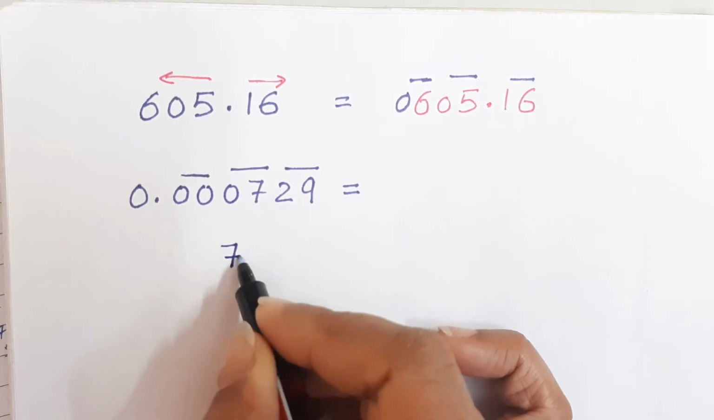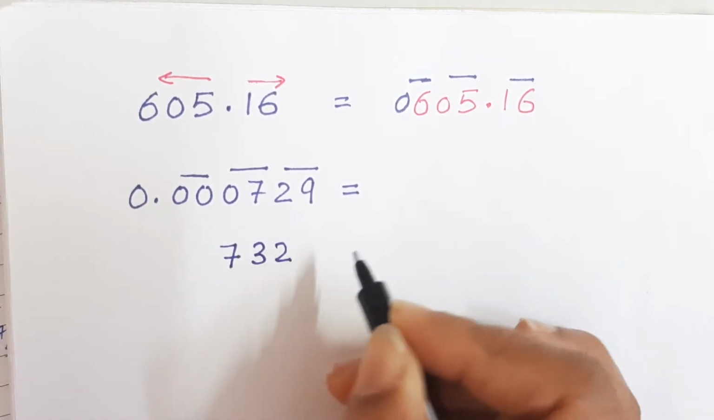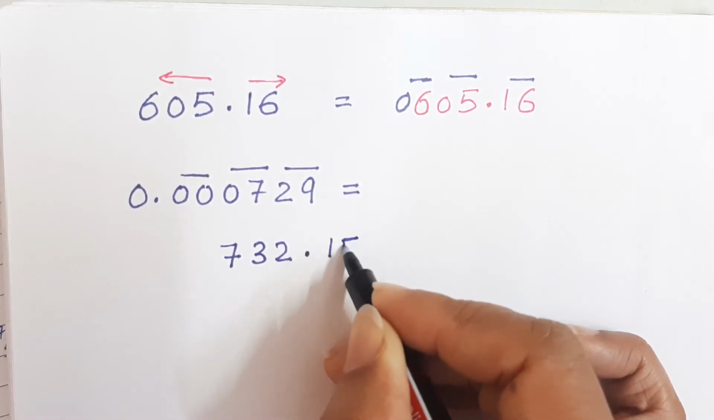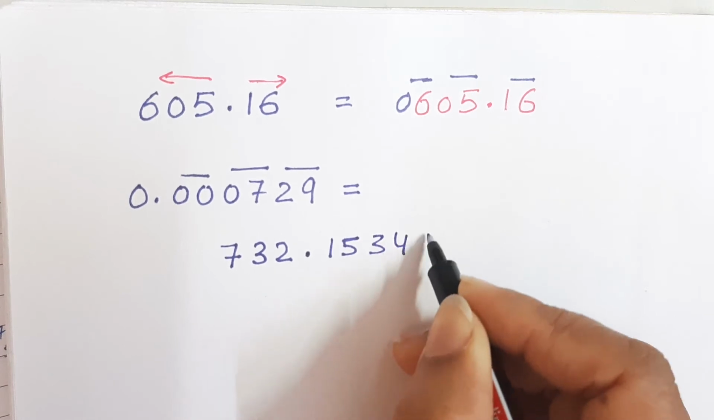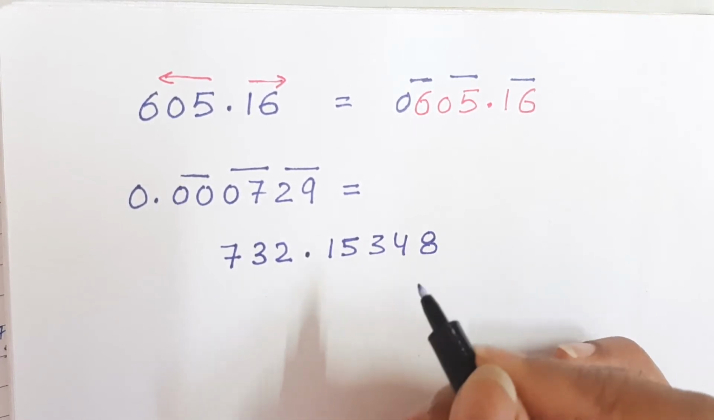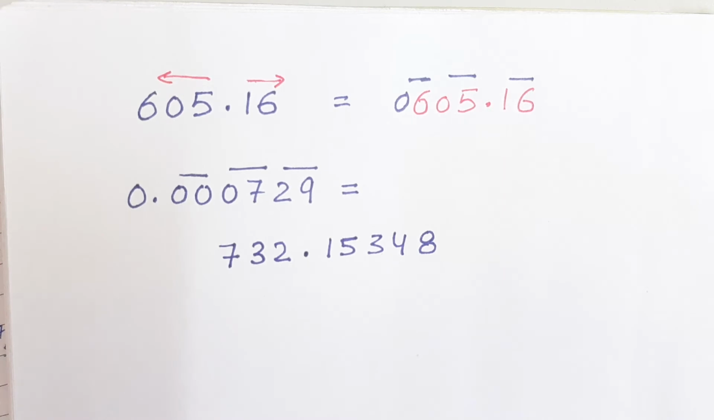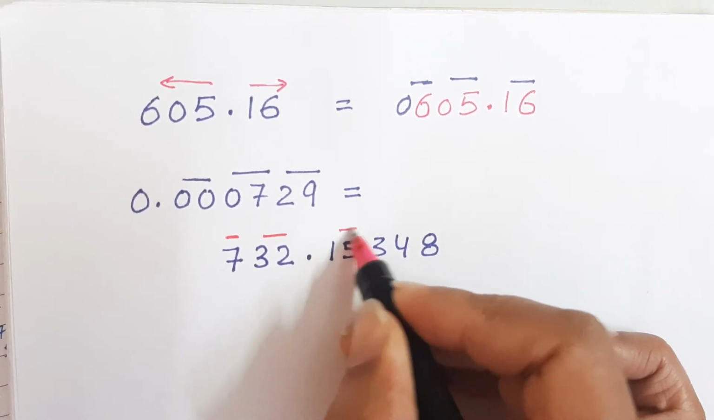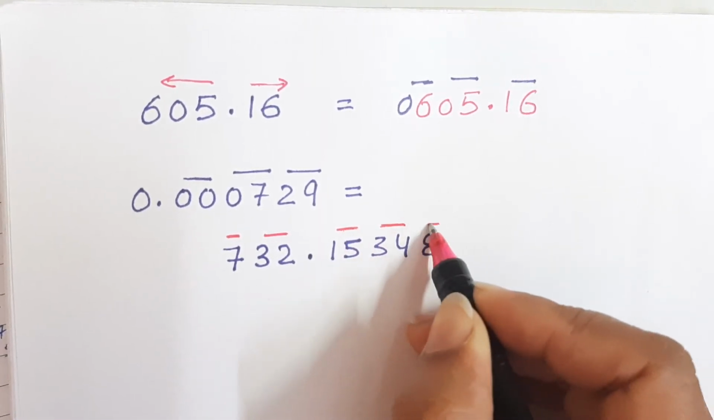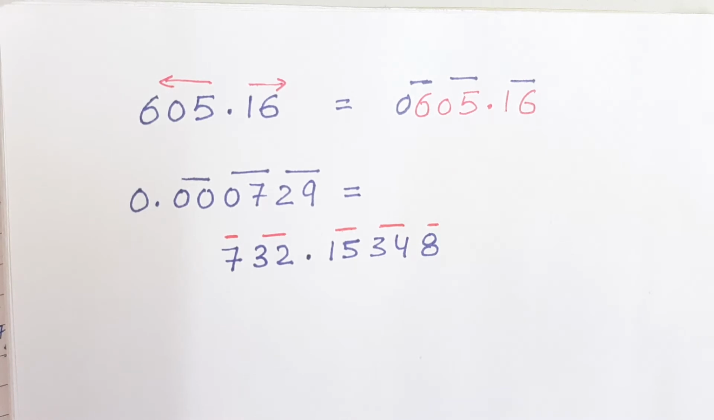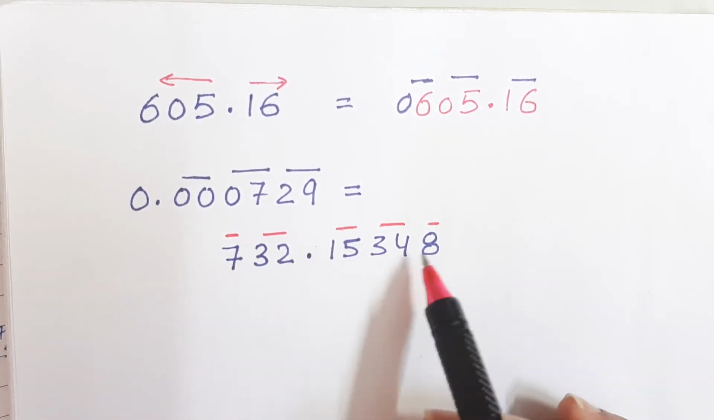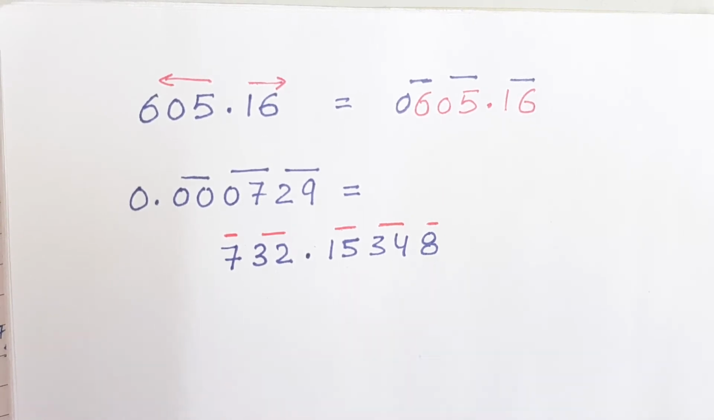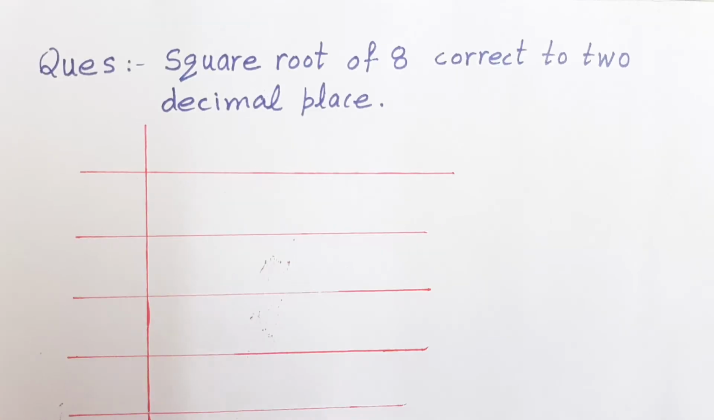Suppose you have 7, 3, 2, decimal, 1, 5, 3, 4, 8. Suppose you have it like this. In this case, the pairing will be 3, 2, then 7 alone, then 1, 5, then 3, 4, and then 8 alone. So students, it is very important how to do the pairing. Only then you will be able to find the square root properly. I hope you all have understood now.